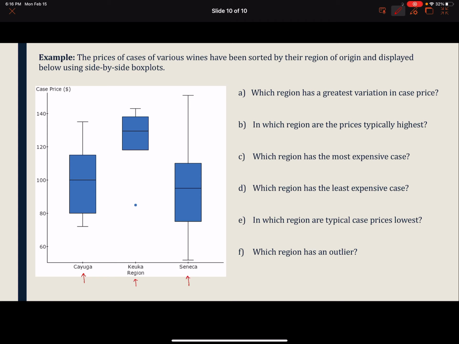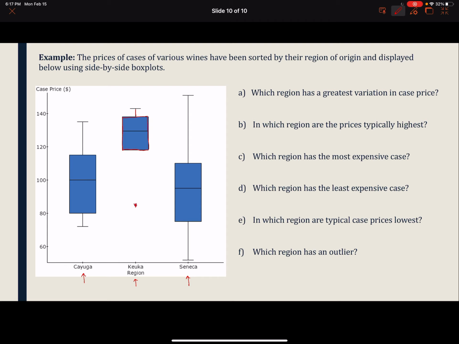And just looking at these, before I even go to the questions here, I can see that the Cuca region has an outlier right here. It's also not nearly as spread out as the others. If I look past that outlier and just look at the IQR here, this box is definitely much smaller than the other boxes, and this whisker is much smaller. So it's not spread out as much. The Seneca region is much more spread out than the other two, and it looks pretty symmetric. So those are my initial observations from looking at this.